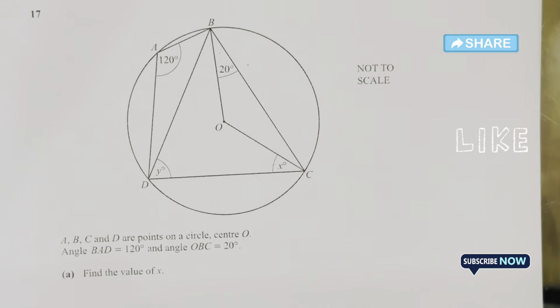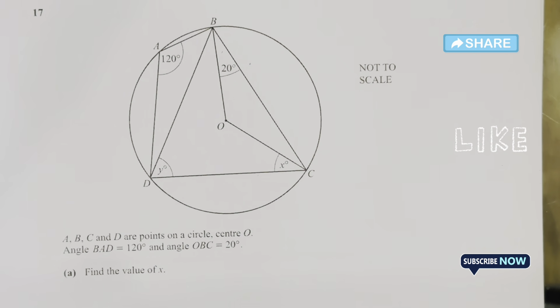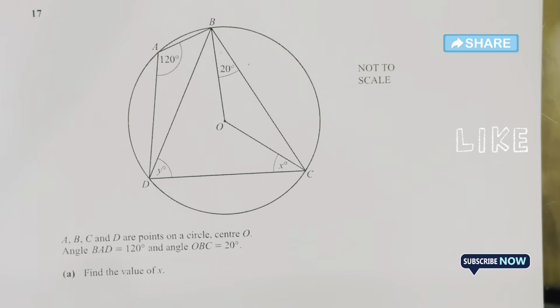Question number 17 is from the topic of circle properties. A, B, C and D are the points on the circle at center O. Angle BAD is 120 degree and angle OBC is equal to 20 degree. Find the value of x.